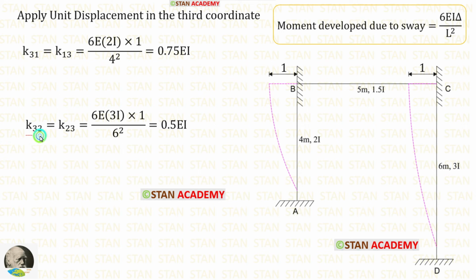Now let us find K32. For that, we have to find the moment at the point C due to sway. In this formula, let us apply the values. Delta is 1. Length of column CD is 6 meter. Let us apply that. The moment of inertia for CD is 3I. So instead of I, we have to apply 3I. Finally, for K32, we are getting 0.5EI. The values of K31 and K13 will be same. The values of K32 and K23 also will be same.